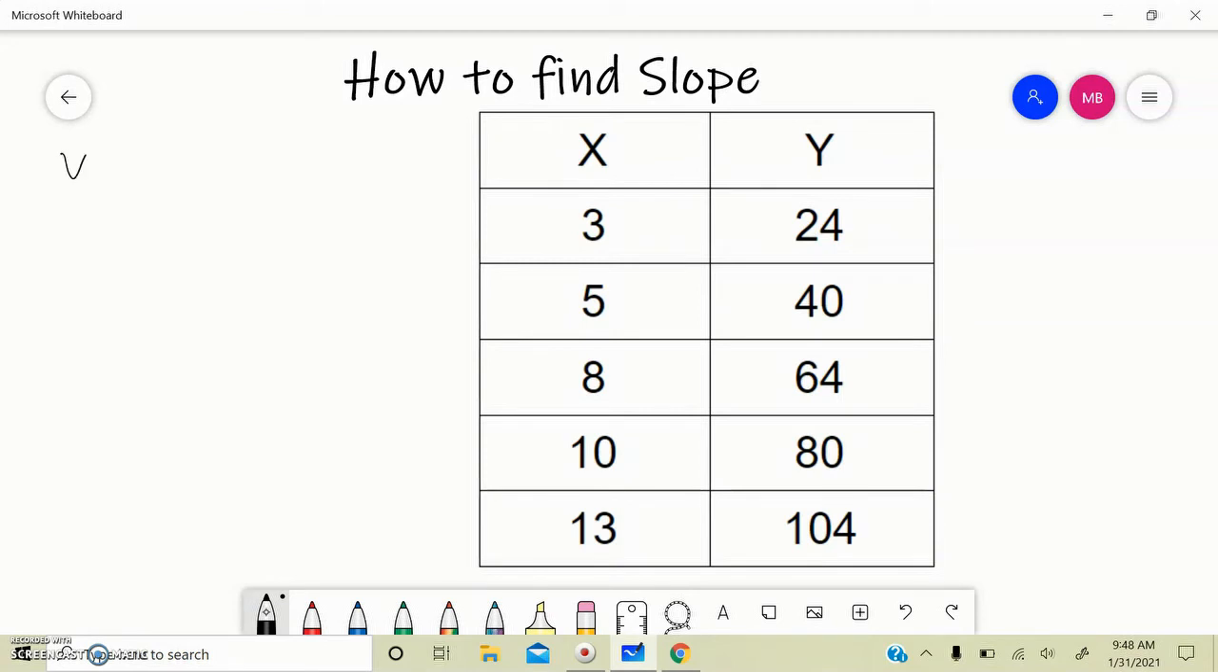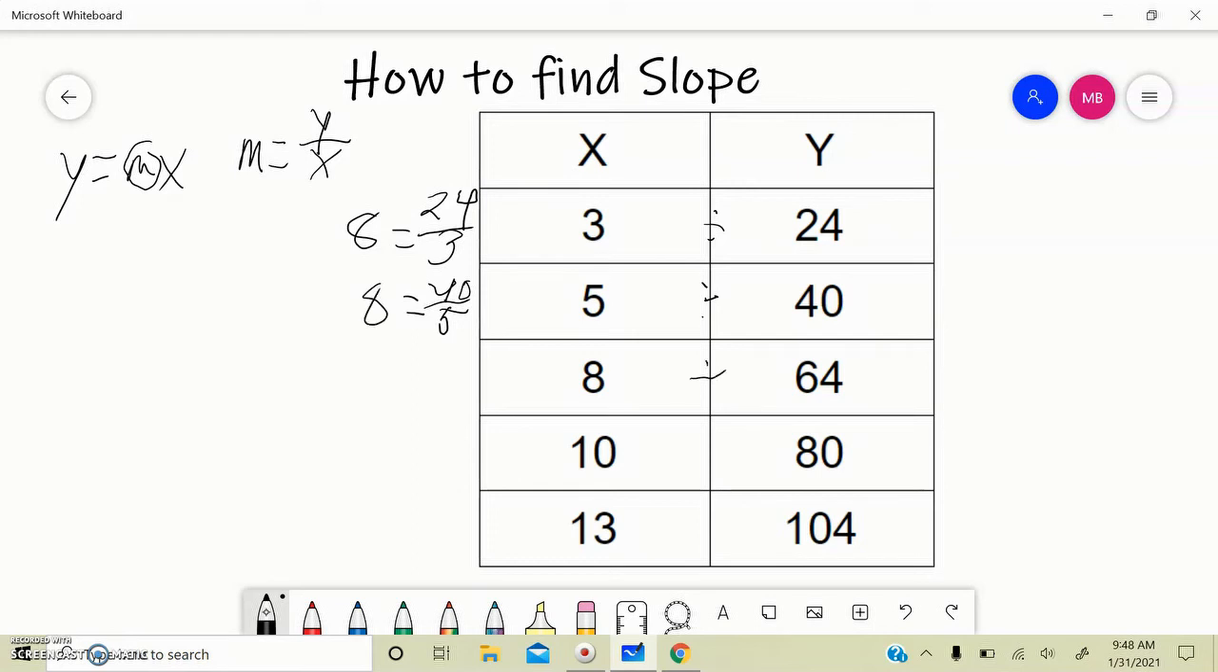So let's take a look at this third table here. So remember, we're using y equals mx, and our m is going to be our change in y over change in x. So again, we're going to be using division. So if I have 24 divided by 3, write that here, it's going to give me 8. Then I'm going to move down. 40 divided by 5 also gives me 8. 64 divided by 8 will give me 8. 80 divided by 10 will also give me 8.